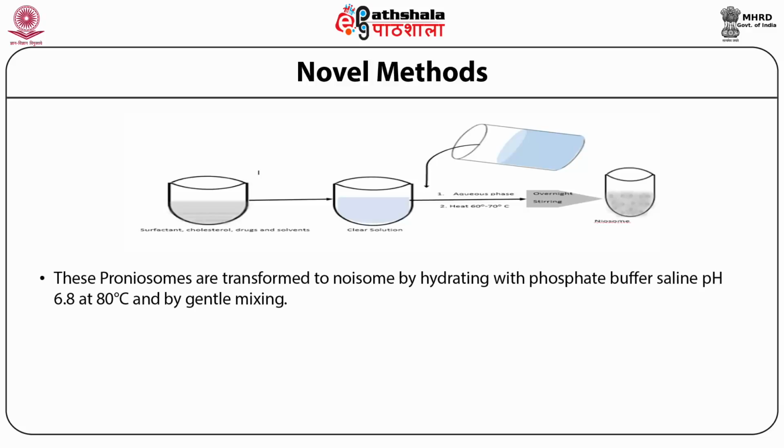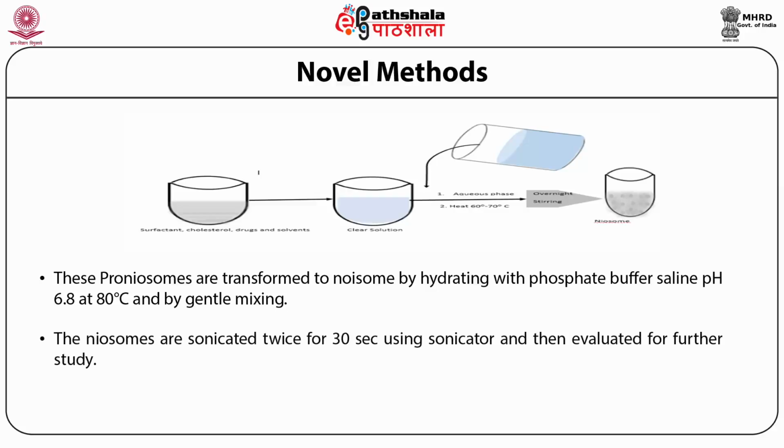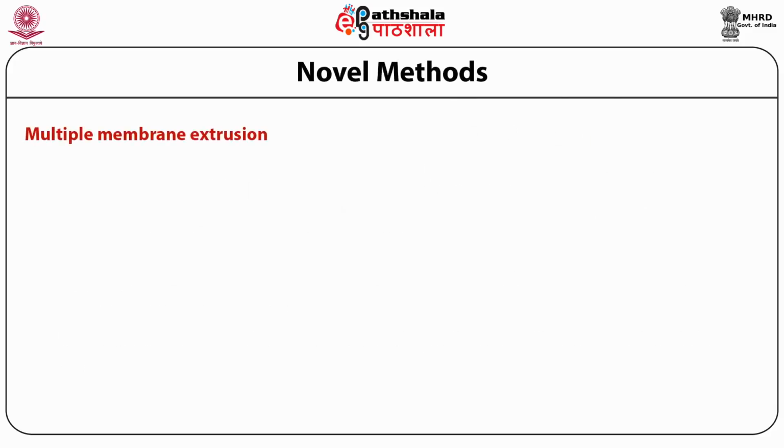The proneosomal gel is then transformed to neosomes by hydrating with phosphate buffer saline of pH 6.8 at 80 degrees centigrade through gentle mixing. The neosomes are formed, which are then sonicated twice for 30 seconds using a sonicator and are evaluated for optimal morphology. Multiple membrane extrusion method.